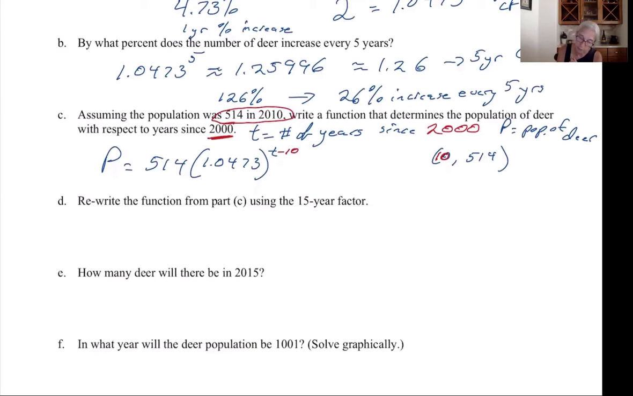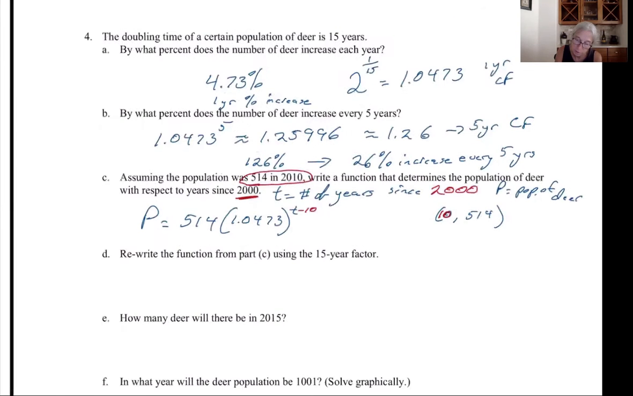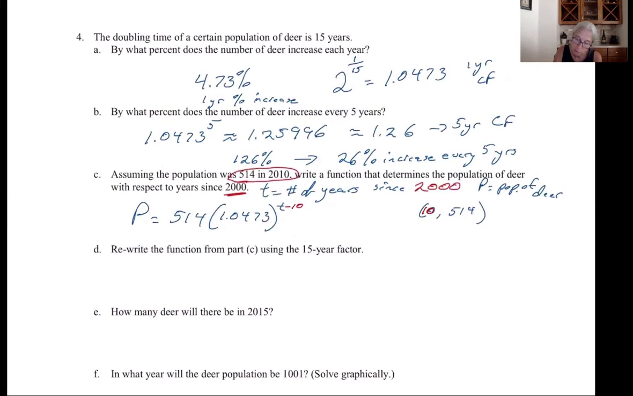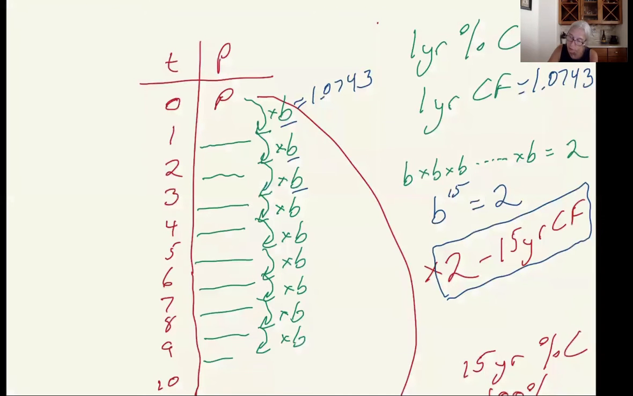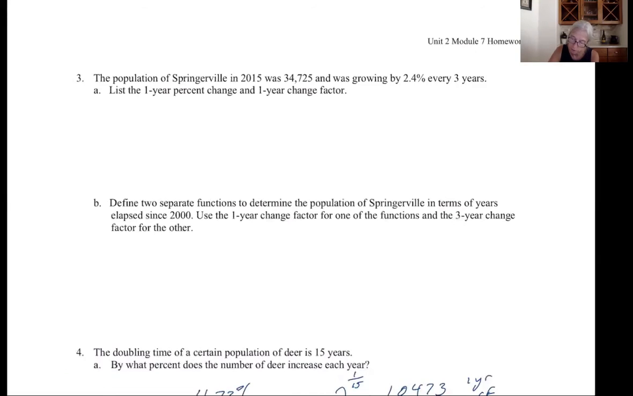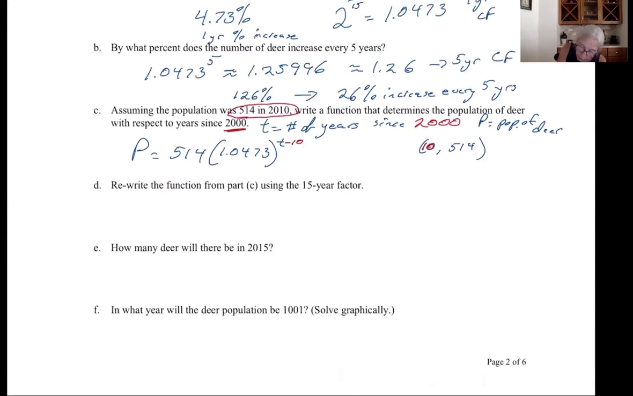So let's go on. Let's rewrite this function using the 15-year factor. Well, the 15-year factor, what did we say the 15-year factor was? Remember, the 15-year change factor, if you look over here, was 2. 2 is our 15-year change factor. So if I rewrite it with that, I get P equals, I've got the same reference point, so the output part's not changing. It's this part here that's changing. I'm going to use 2 because that's my 15-year change factor.